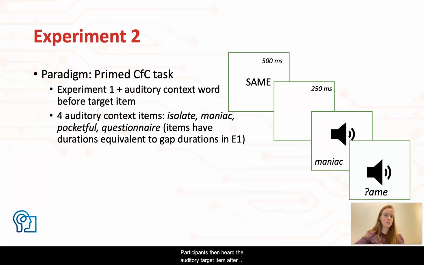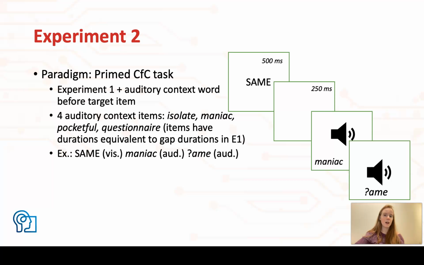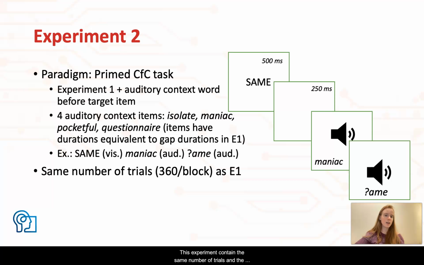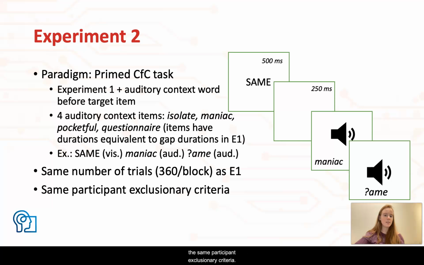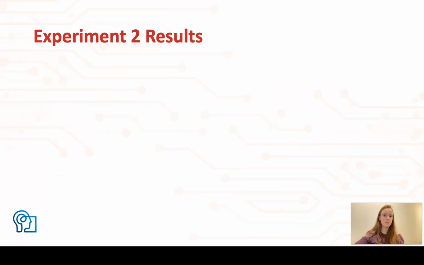Participants then heard the auditory target item, after which they made a decision about what phoneme it started with, either sa or sh. This experiment contained the same number of trials and the same target items and primes as experiment 1, and the same participant exclusionary criteria. So let us walk through the results.